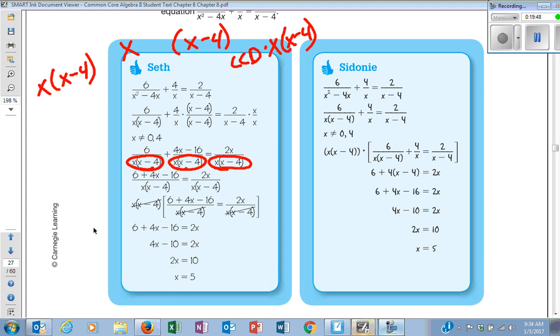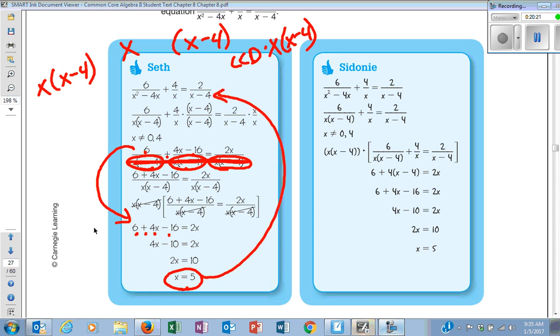And once I get to that step, I can just not worry about the denominators anymore, and I can make it become right here. That's what I would do. 6 plus 4x minus 16 equals 2x. Combine like terms, solve. Now the only thing they should have done is they didn't list restrictions, which we should have taken care of at the beginning. They also should check 5 to make sure that it works, which means you plug it back into the original equation and make sure that it solves it.